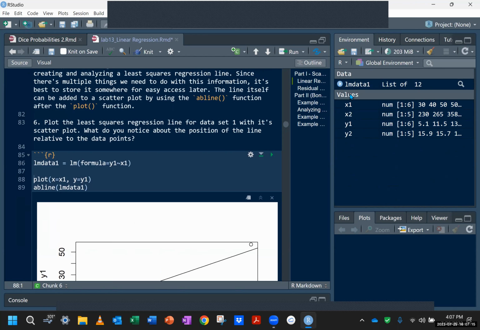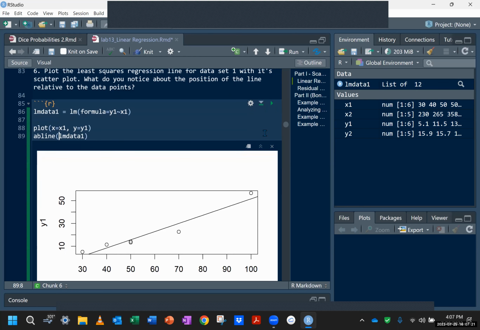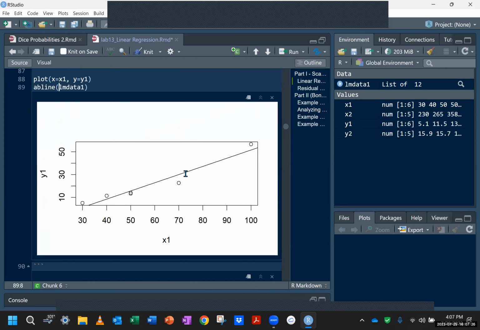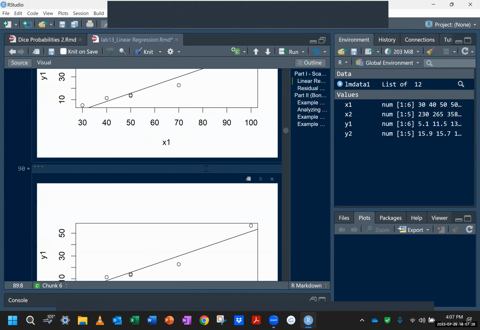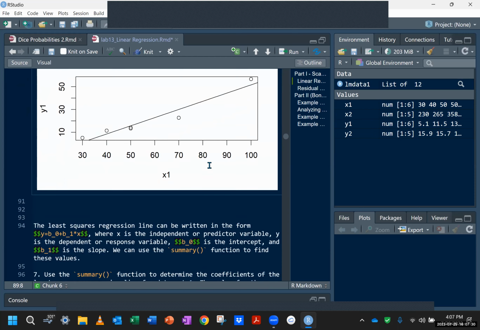But one of the big takeaways is we can use that resulting model and we can use it to plot a line. So if we just put the model in there, it knows to say, hey, here's the line. Here's the line of best fit. So you can see it's a strong positive correlation.